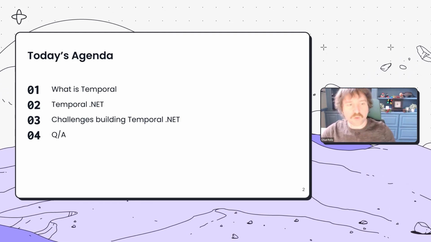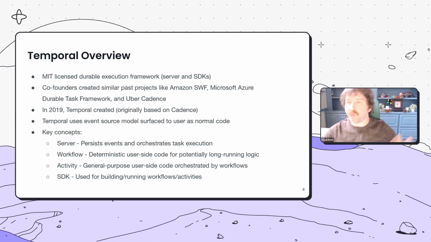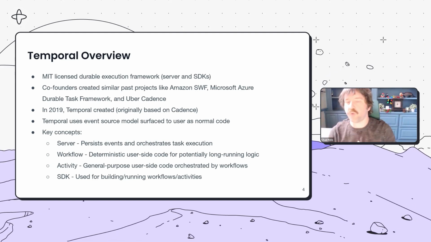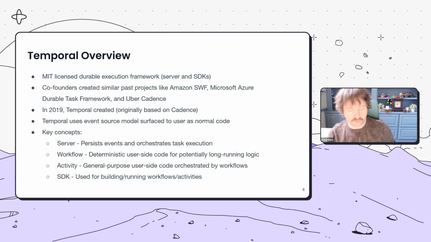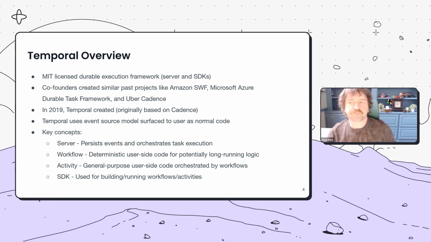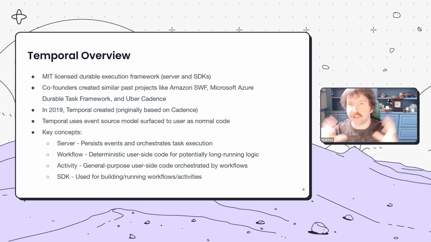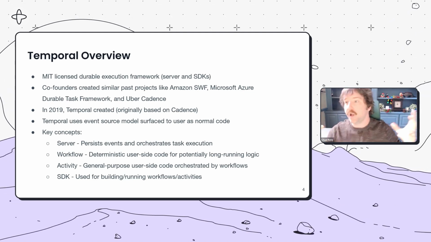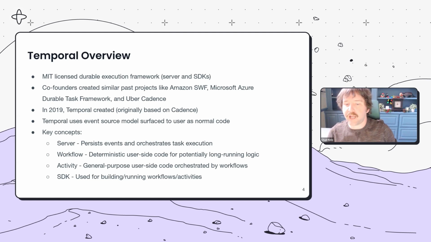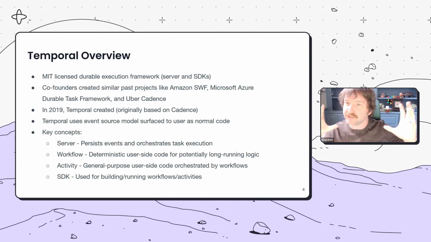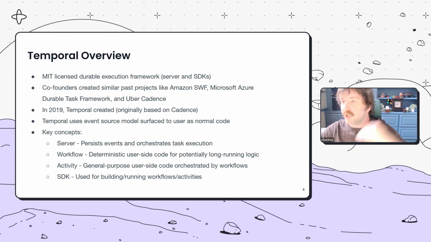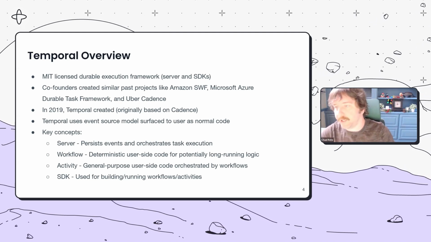All right, so starting off, what is Temporal? Temporal, as many here already know, is an MIT licensed framework for durable execution. The co-founders have created similar things in the past, and it's culminated to this point. The way Temporal works is it's essentially workflows based on an event source model to allow resumption of code everywhere. It has a server component that is essentially an event storage database and task distribution mechanism that communicates with workers that end users run to actually run durable software in a distributed way.